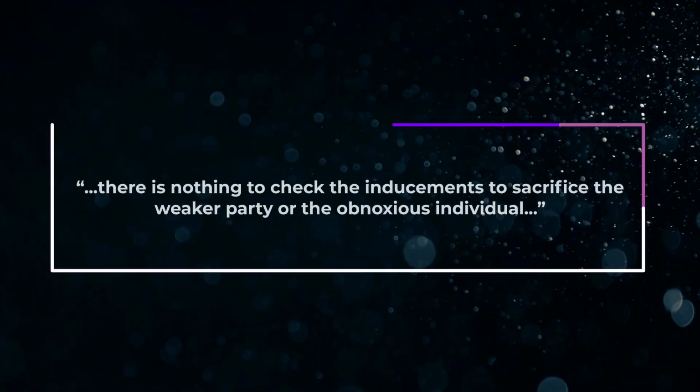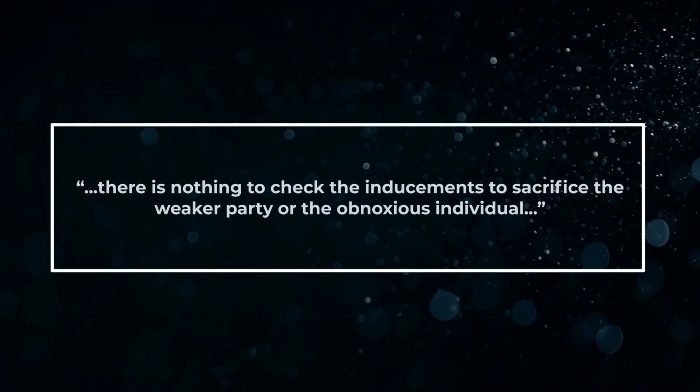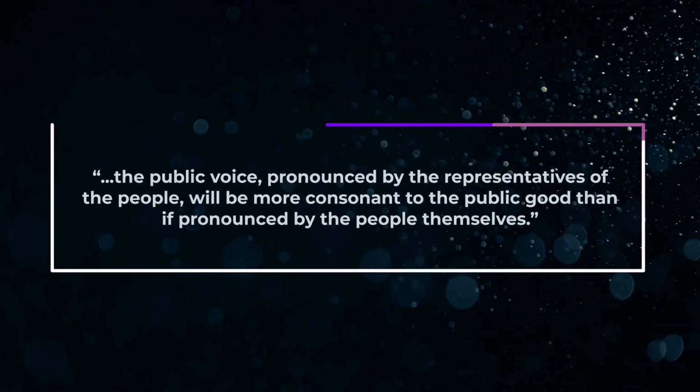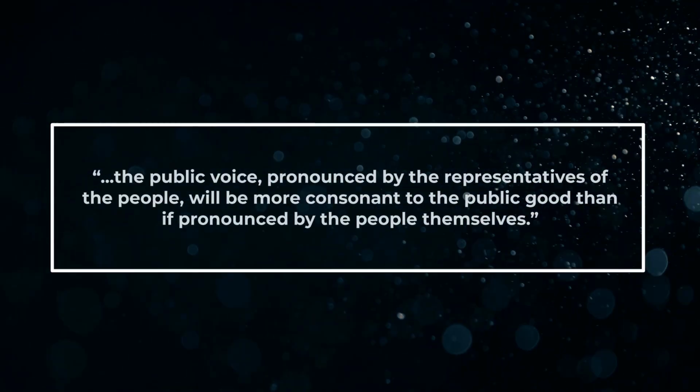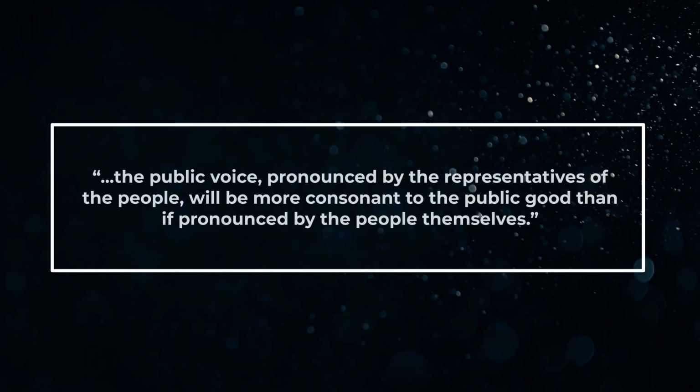Madison warns that in pure democracies, there is nothing to check the inducements to sacrifice the weaker party or the obnoxious individual, meaning majority rule could threaten minority rights. To counter this, he advocates for representative democracy, where the public voice, pronounced by the representatives of the people, will be more consonant to the public good than if pronounced by the people themselves.